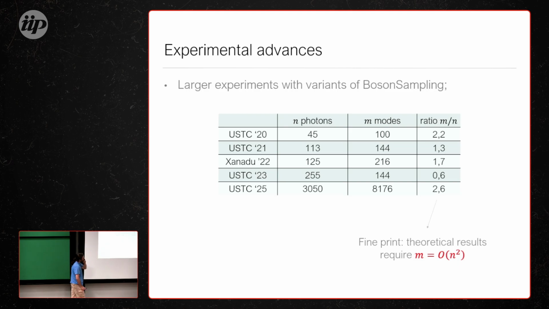Now, you will notice that I've added this extra column here, right? And now is where I'm going to plug my own work a little bit. I've added this extra column, which is the ratio between the number of modes and the number of photons. You'll notice that they are performing these experiments with a huge number of photons, but the number of modes, the directions that the photons can move in, is roughly twice, at most twice, the number of photons.